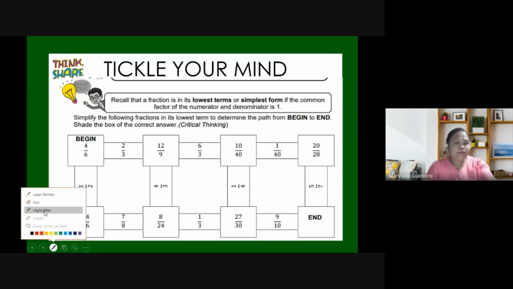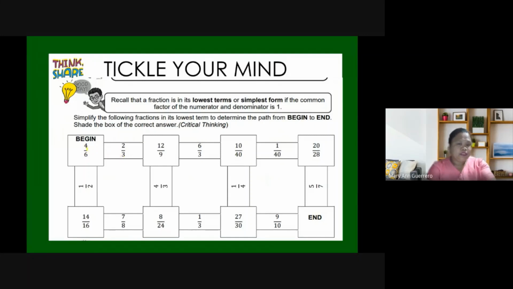How to simplify a fraction or write a fraction in lowest terms. For example, 4/6. 4 and 6 have a common factor, which is 2. So we can divide 4 and 6 by 2. 4 divided by 2 is 2. 6 divided by 2 is 3. So that is 2/3.